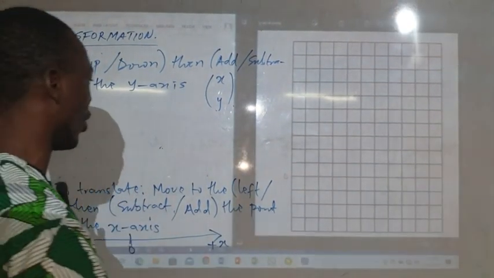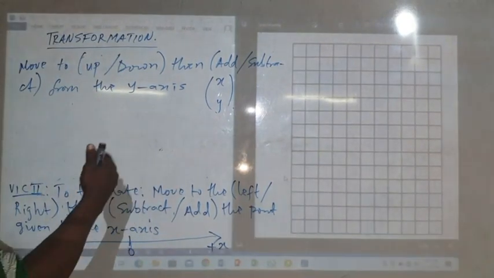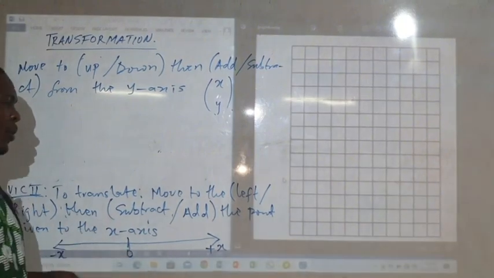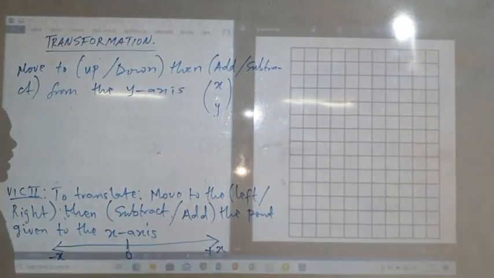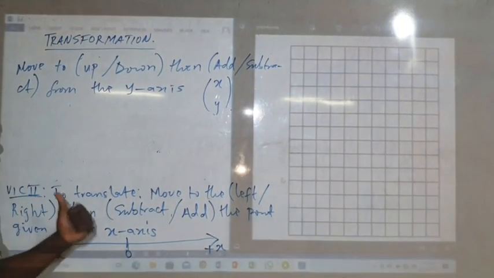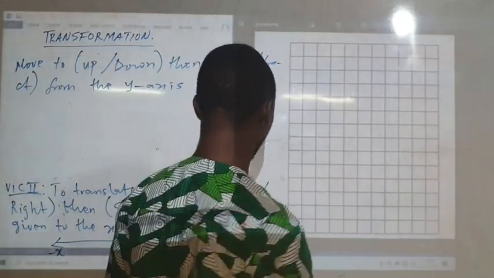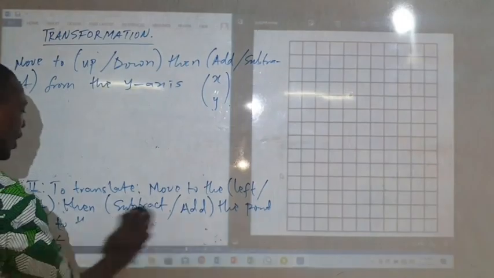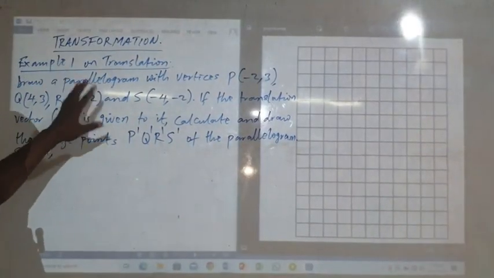If you are moving up, you are adding to the Y-axis. If you are moving down, you are subtracting from the Y-axis. If you are moving to the right, you are adding to the X-axis. But if you are moving to the left, you are subtracting from the X-axis. So we are going to have this example 1, as I've explained the translation.